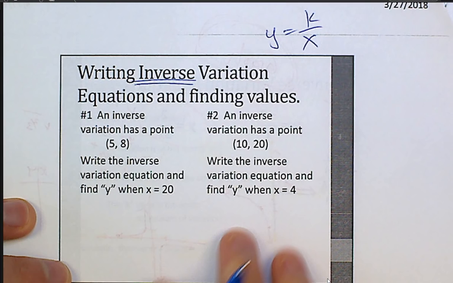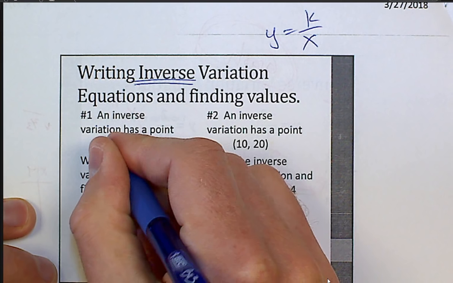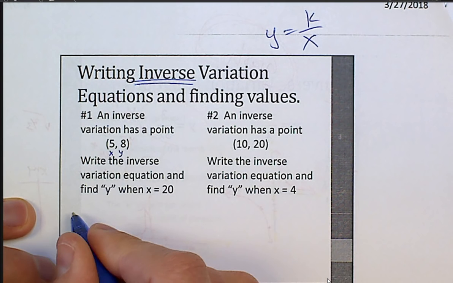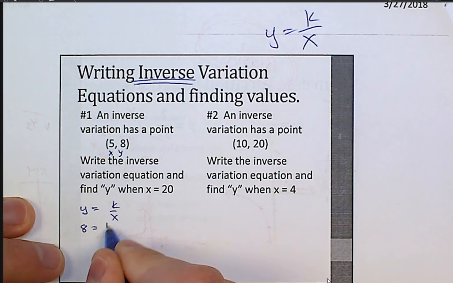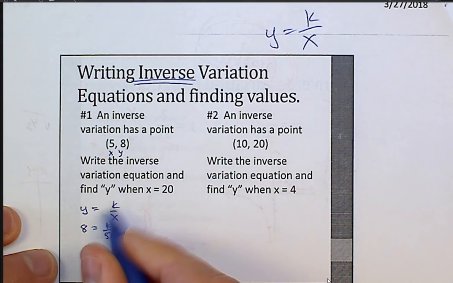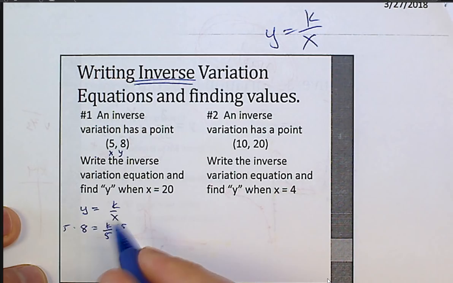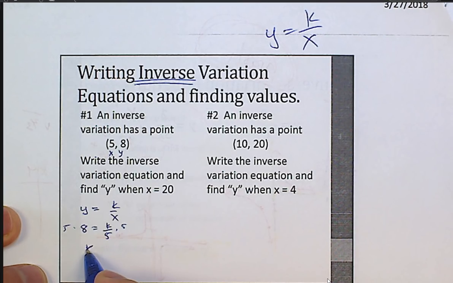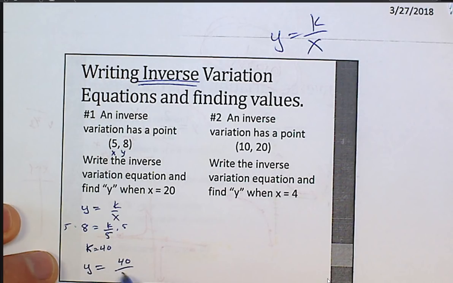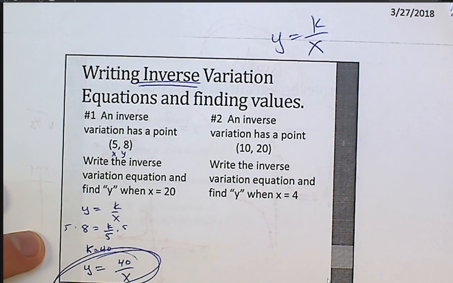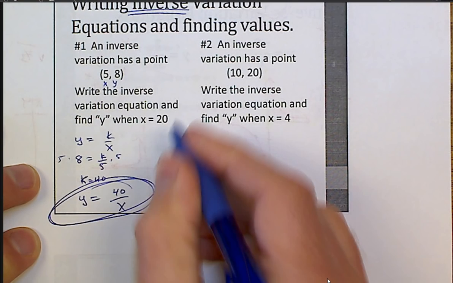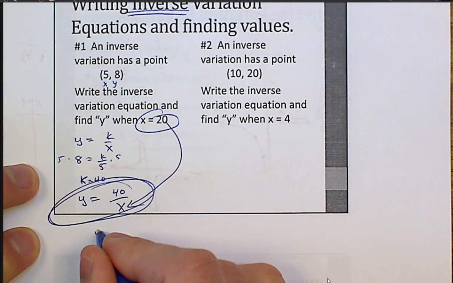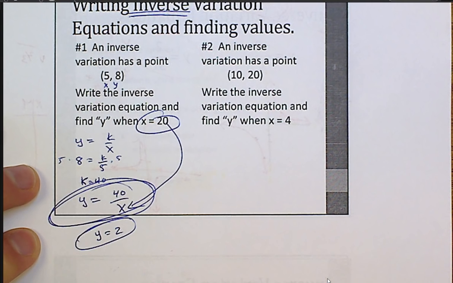It goes through the point of 5 and 8. Write the equation. Okay, so y equals k over x. We're plugging in an 8 for y and a 5 for x. We're solving for k, so I times by 5, so I get my k value to be 40. So now I have y equals 40 over x. That's my equation. That's answer 1. Okay. Then it says find y when x is 20. So you would just plug in 20 right here, and y would be 2. That's your second answer.